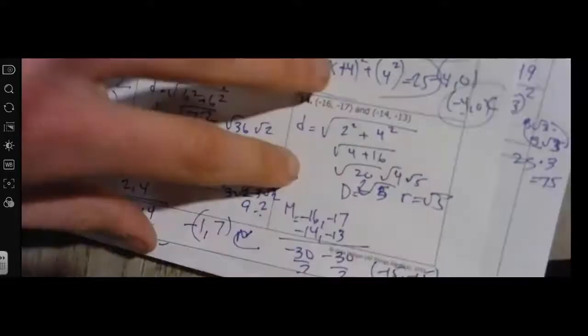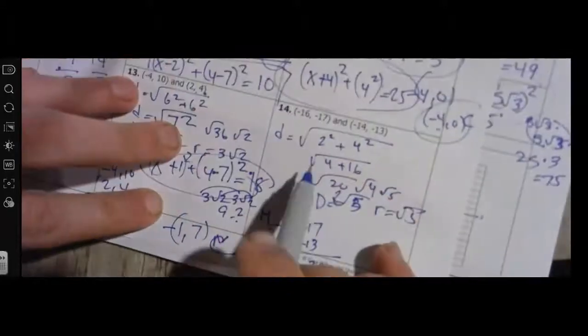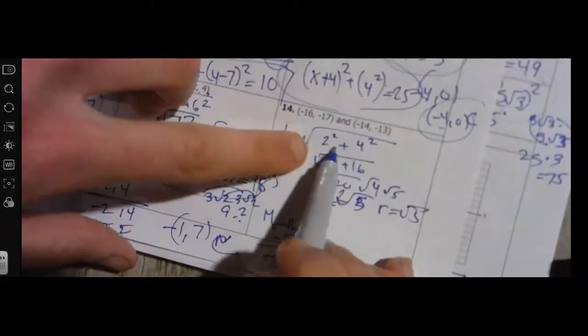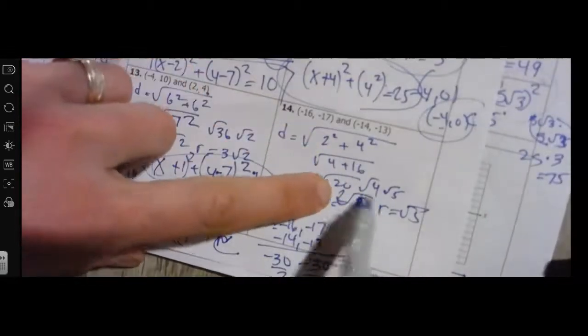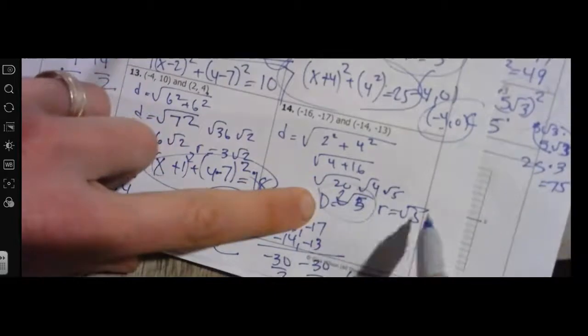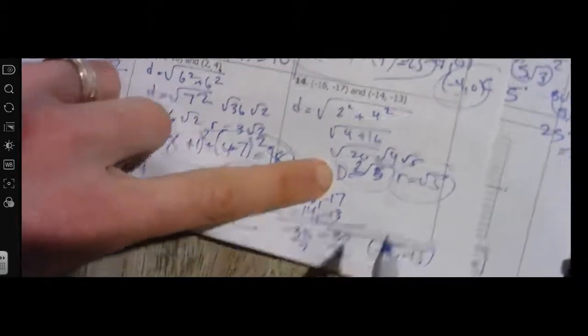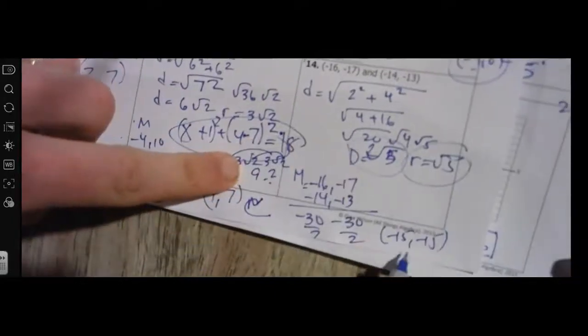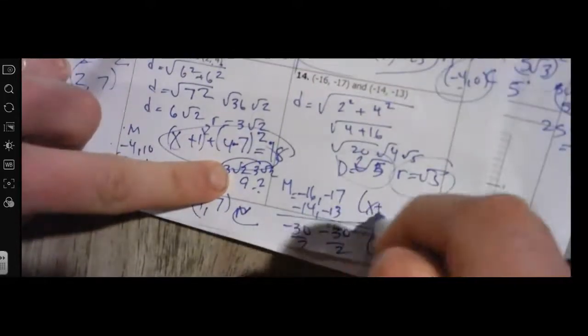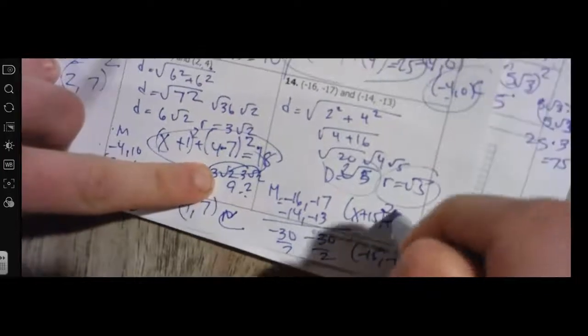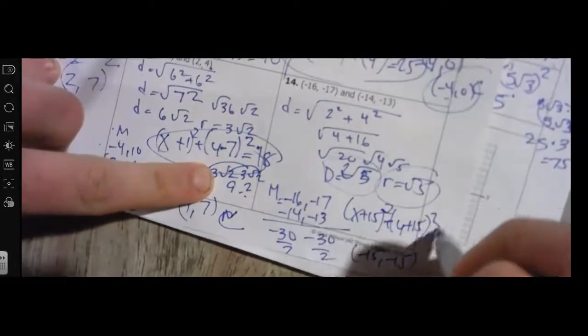And our last one, for the sake of time, I did this last one here. The distance is going to be 2 squared plus 4 squared, the square root of 20. So it's going to be 4 root 5, so the radius is 2 root 5 divided by 2, which is radical 5. And then you get the midpoint, which is -15, -15. So it's going to be x plus 15 squared plus y plus 15 squared is equal to radical 5 squared, which is equal to 5.